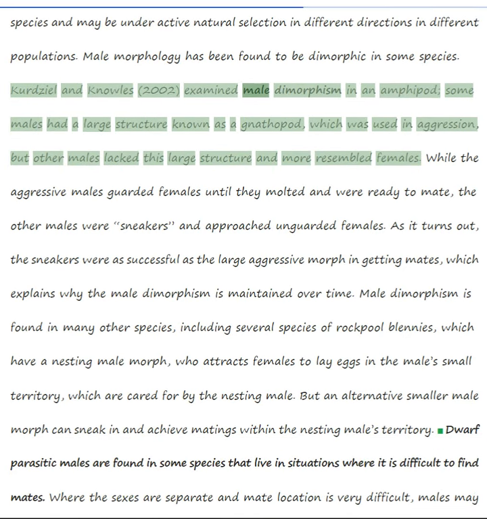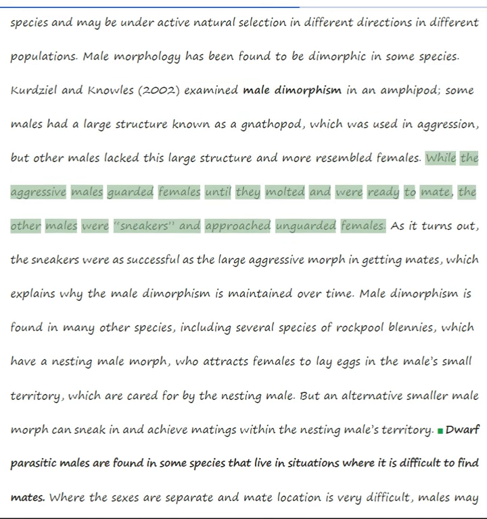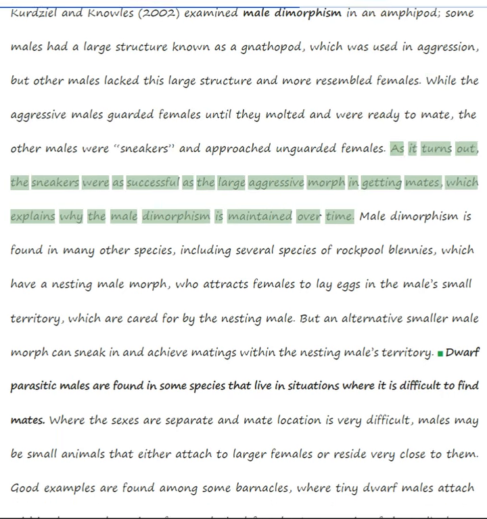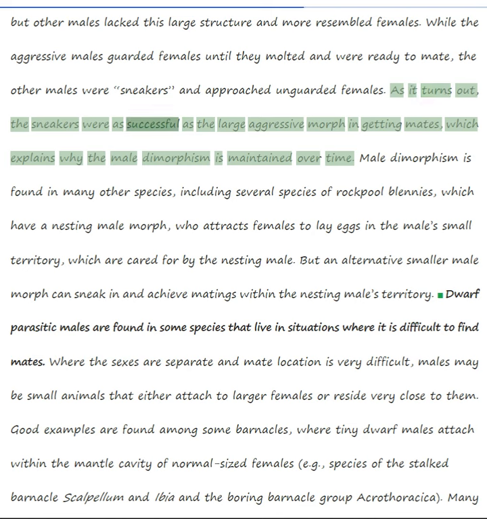Kurdziel and Knowles examined male dimorphism in an amphipod. Some males had a large structure known as a gnathopod, which was used in aggression, but other males lacked this large structure and more resembled females. While the aggressive males guarded females until they molted and were ready to mate, the other males were sneakers and approached unguarded females. As it turns out, the sneakers were as successful as the large aggressive morph in getting mates, which explains why the male dimorphism is maintained over time.